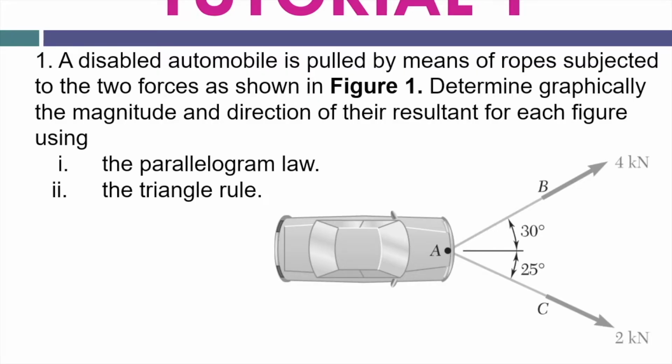For the first question, it's about a car being pulled by two forces. The force is pulled from point A, namely B and C. B is 4 kilonewton, AC is 2 kilonewton, and the angle for AB is given as 30 degrees, and for AC it is 25 degrees. Here we want to solve using two laws: first is the parallelogram law, second is the triangle law.